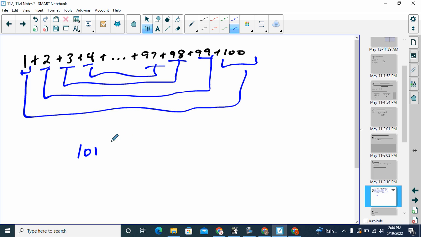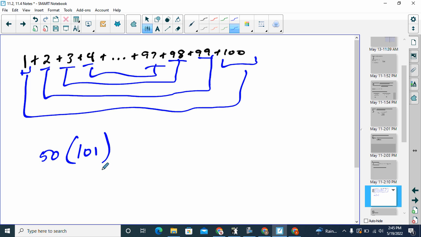Question is, how many 101s am I going to have? Well, I have 100 numbers and I'm pairing them up. So it should be half of the number of numbers I have. There should be 50 101s, and we can multiply that out and get the sum.